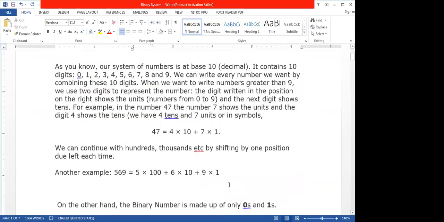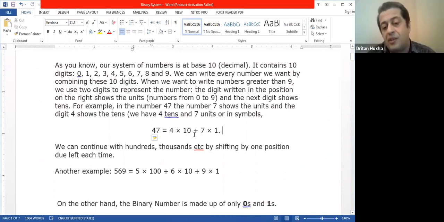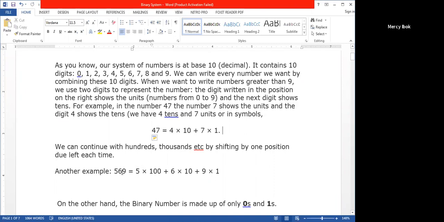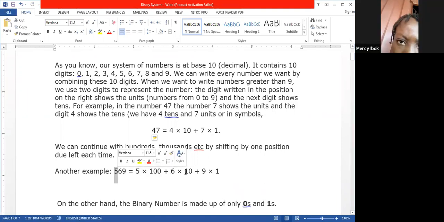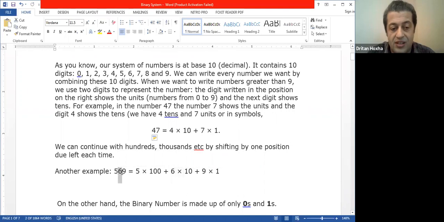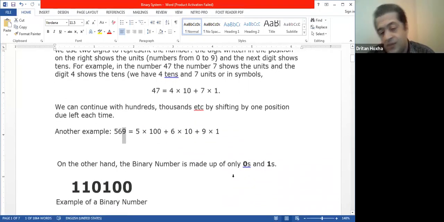But we can continue with hundreds, thousands, etc. by shifting 1 position to the left each time. So if we want to write 569, we write 5 hundreds, 6 tens, and 9 units, or 9 ones, as we can say otherwise.